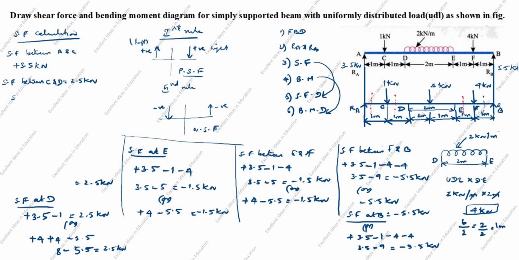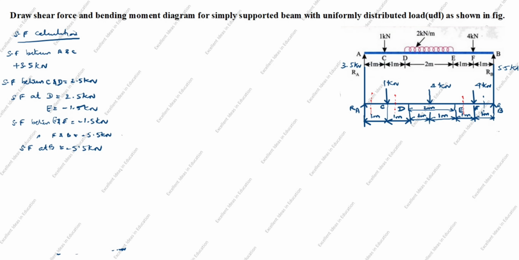Next we will write it down. Shear force between C and D is equal to 2.5 kilonewton. Shear force at D is 2.5 kilonewton. At E it is -1.5 kilonewton. Shear force between E and F is -1.5 kilonewton. Between F and B is -5.5 kilonewton. Shear force at B is -5.5 kilonewton.